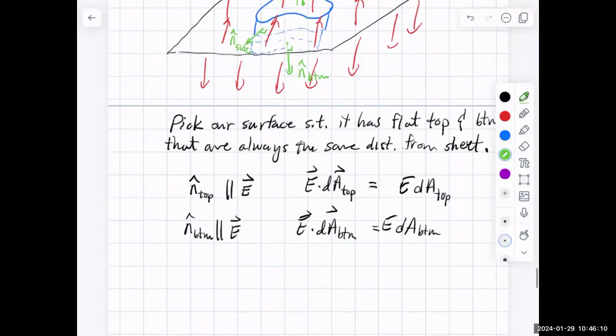So n hat side is perpendicular to the electric field. So E dot dA on the side somewhere is going to be 0. All right, perfect. That's a lot of the hard work.